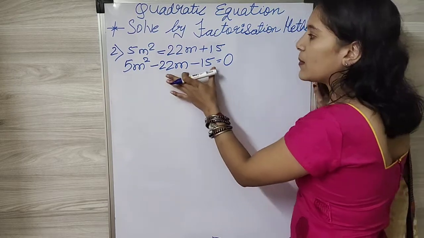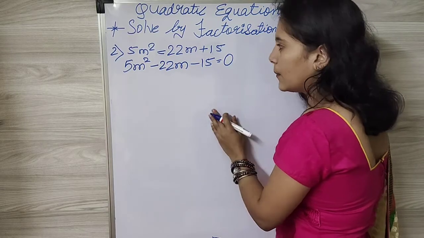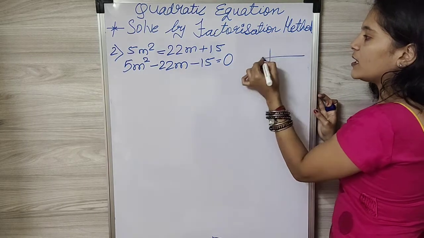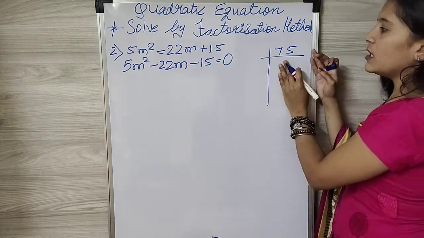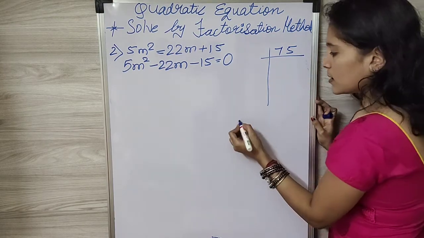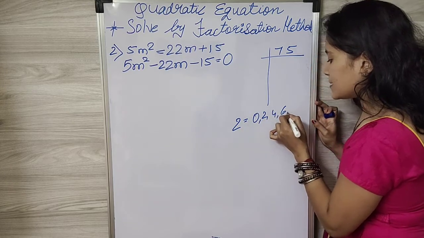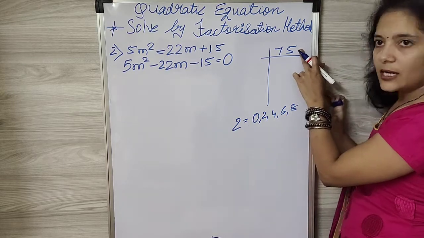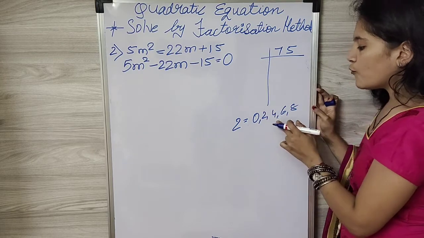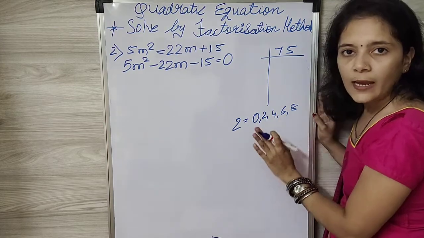Whatever the answer comes by multiplying the first and the last term, we do the factorization of that number. So 15 5s are 75. So factors of 75. So this is 75. Now is it divisible by 2? No. Why? Because for divisibility of 2, I want 0, 2, 4, 6, 8 at the ones place, right? If 0, 2, 4, 6, 8 is there at the last place, then it is divisible by 2. Otherwise it is not divisible by 2.